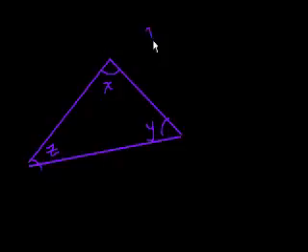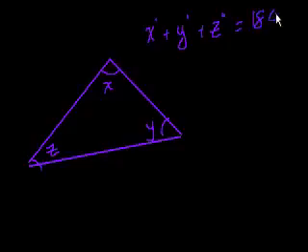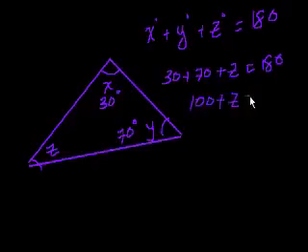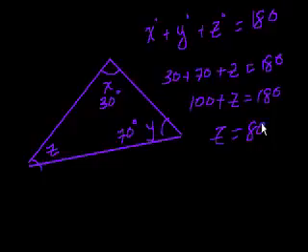We know that the angles of a triangle, x degrees plus y degrees plus z degrees, are equal to 180 degrees. So if I said that this is equal to 30 degrees, this is equal to 70 degrees, then what does z equal? Well, we would say 30 plus 70 plus z is equal to 180, or 100 plus z is equal to 180. Subtract 100 from both sides, z would be equal to 80 degrees.